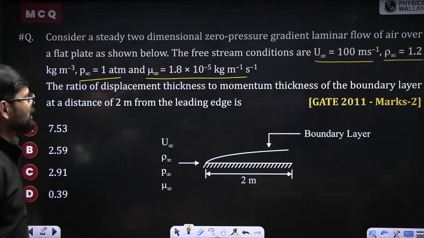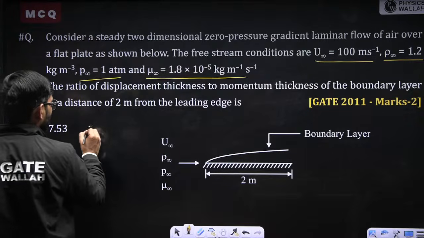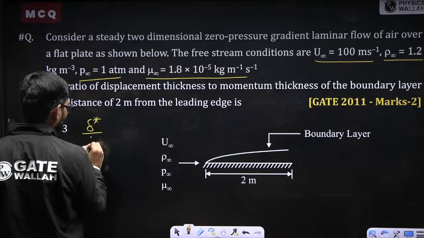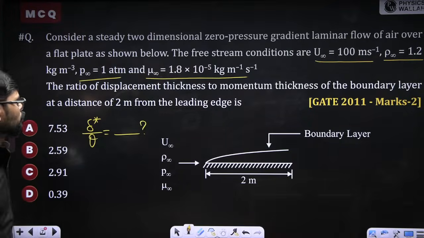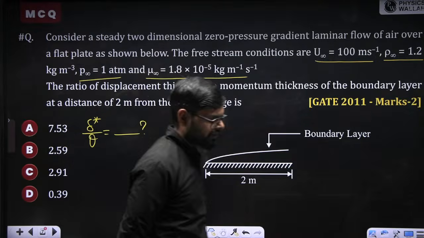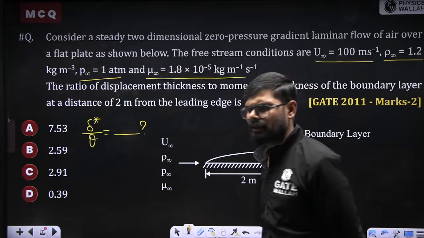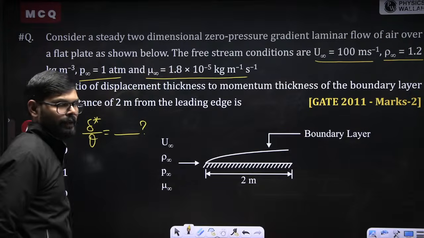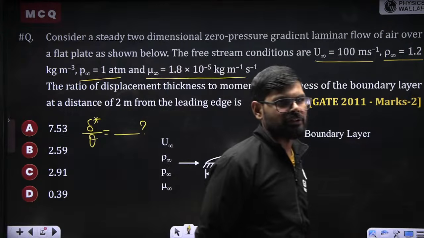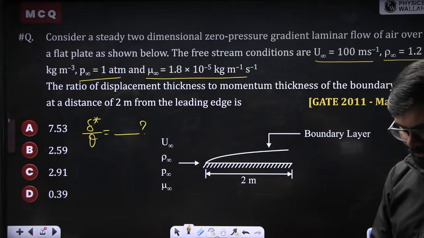The ratio of displacement thickness to the momentum thickness, right? Displacement thickness delta star by theta. We need to find out delta star by theta. So here the profile is not given, right? So you can consider the linear velocity profile, or better you directly use the Blasius equation. Use the Blasius equation for calculating delta and theta.